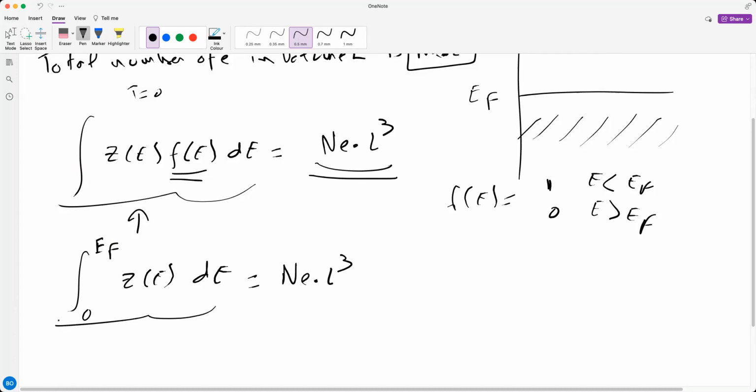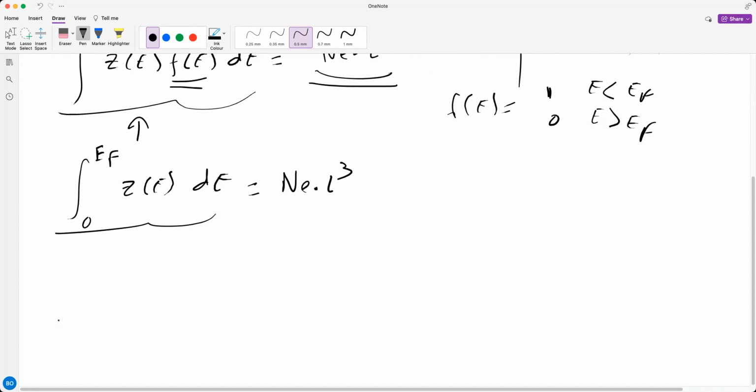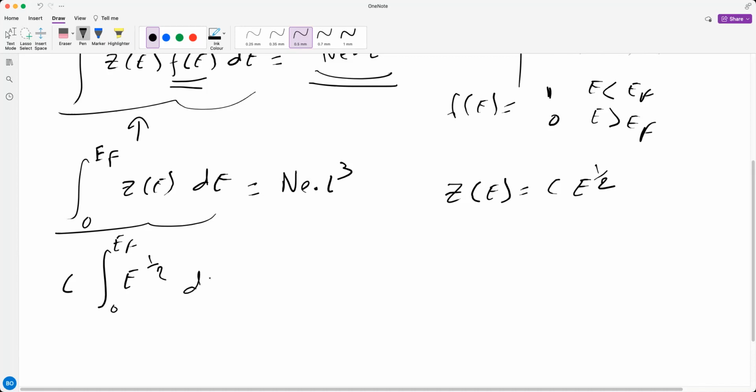Let's calculate this integral. Are you following? This is very important. Yes, Professor. Okay, so now let's calculate this integral. Well, we know that the density of states is equal to a constant times E to the power 1/2. Now it becomes very easy to integrate this. So the integral of E^(1/2) from 0 to EF dE is equal to, so what is the integral here?